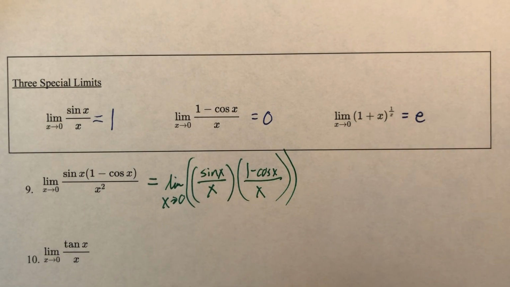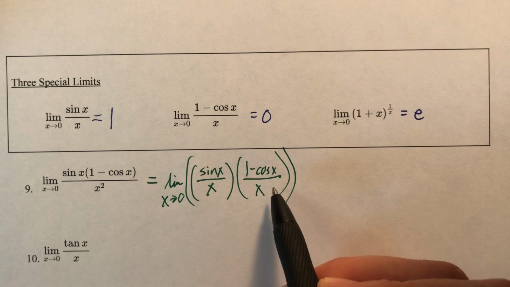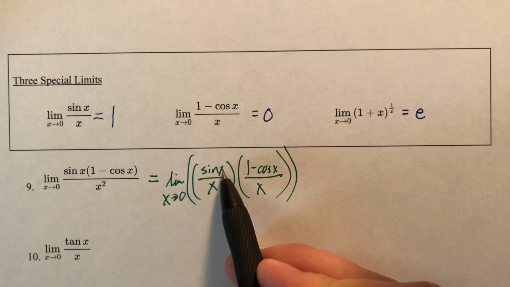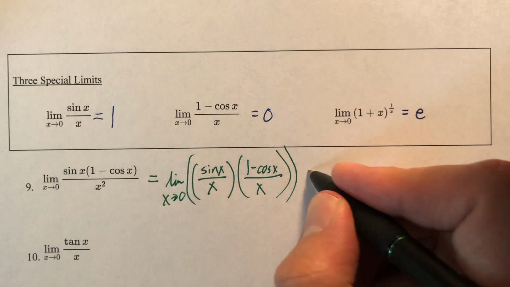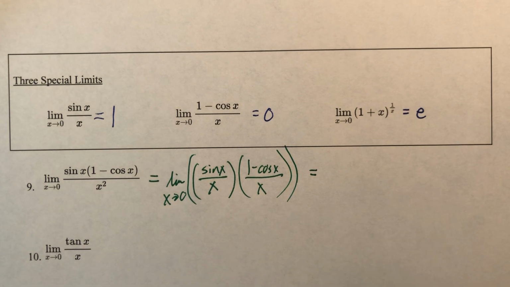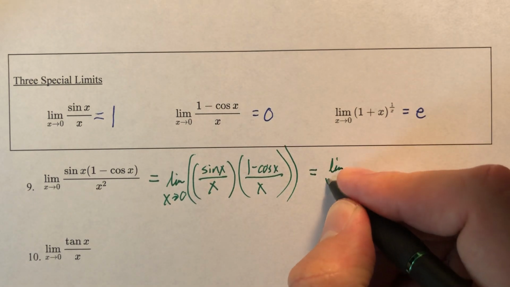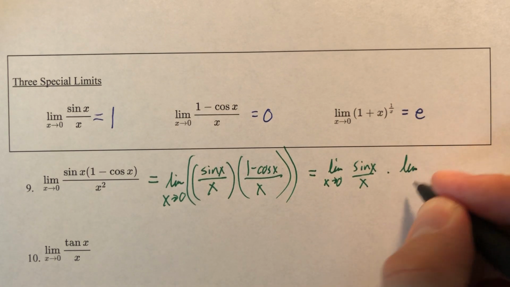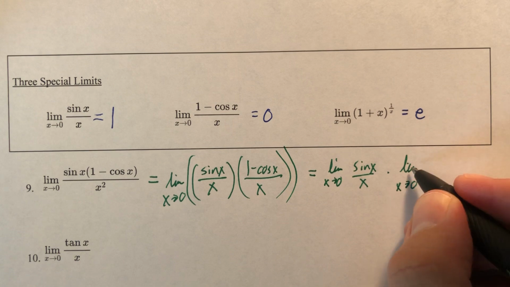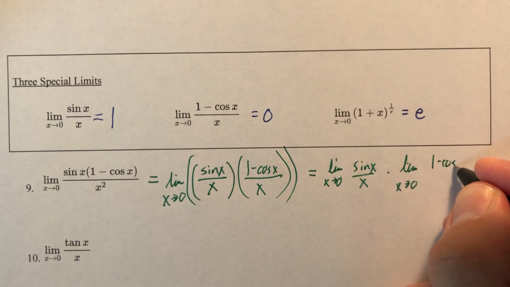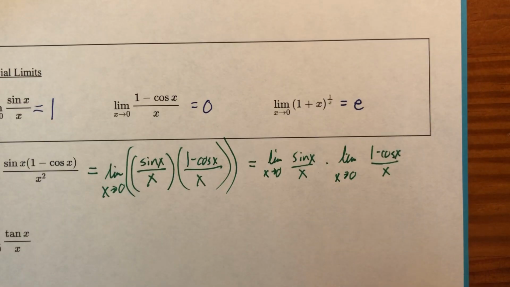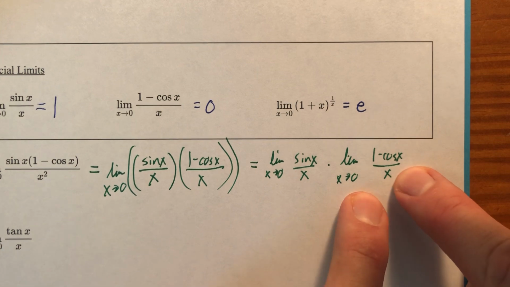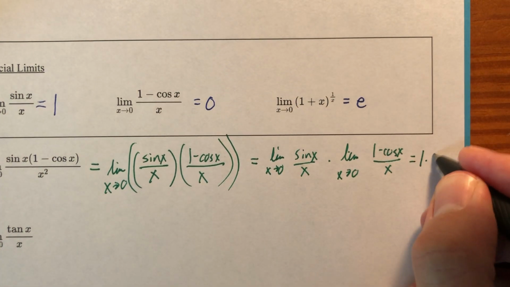So we have these two fractions that, if multiplied together, in the denominator would give me x squared. Check. And in the numerator would give me sine x times 1 minus cosine x. Check. So what I really have is way too much writing. Don't feel like you have to write all this, but I have the limit as x approaches 0 of sine x over x times the limit as x approaches 0 of 1 minus cosine x over x, which means this one is equal to 1. This one is equal to 0, and I multiply 1 by 0, and I get 0.